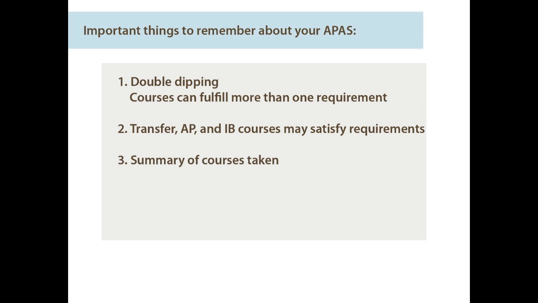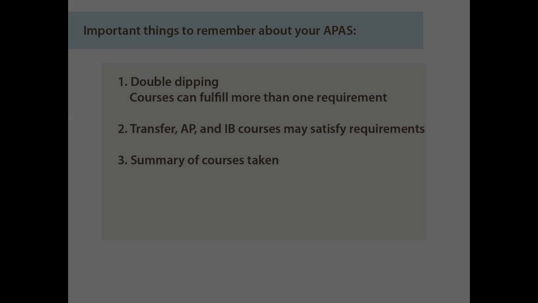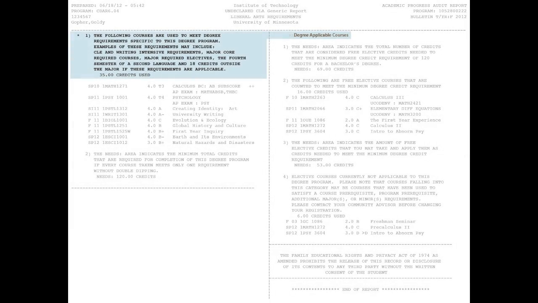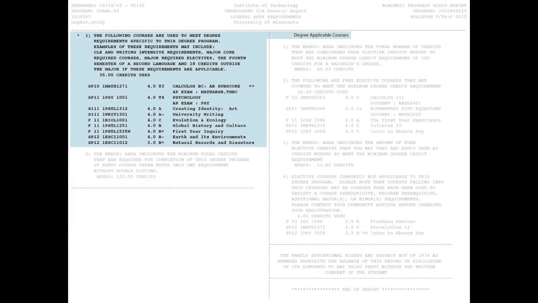At the very end of your APAS, the last 2 sections you'll see are not requirements. They are summaries of how the courses you have taken are meeting or not meeting specific requirements. The first summary at the end of your APAS shows a list of what courses you have taken, transferred in, or registered for that are meeting your degree requirements. These are called degree applicable courses. What you need to remember is that it's important to know what your degree requirements are and not assume that the more credits and courses you take, the further along you are in your program.